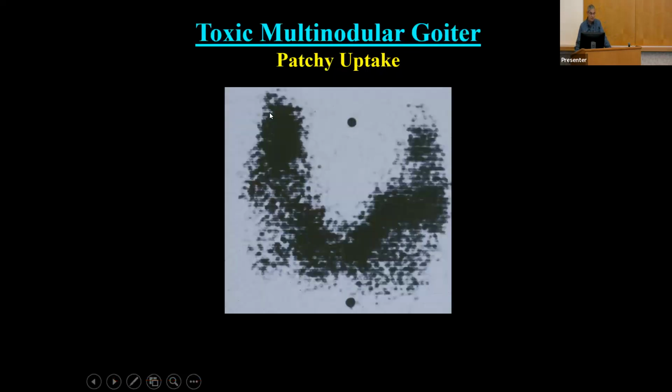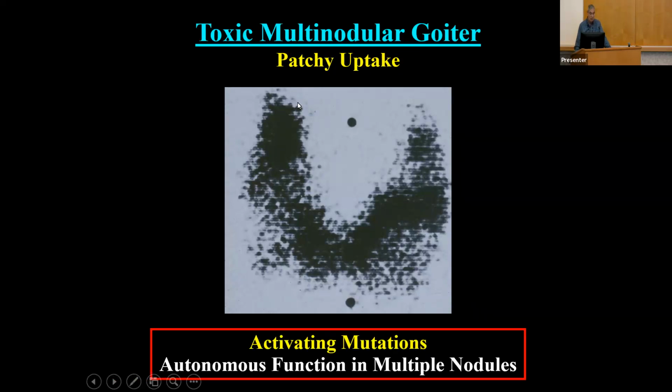On the other hand, this is patchy uptake. You see, this person, if you felt, probably has a nodule here, probably has a nodule here. So this is patchy uptake consistent with a toxic multinodular goiter. It's not important because you can't measure these, but each of these little nodules has developed an activating mutation that makes those cells autonomous so that they're functioning in the absence of TSH.